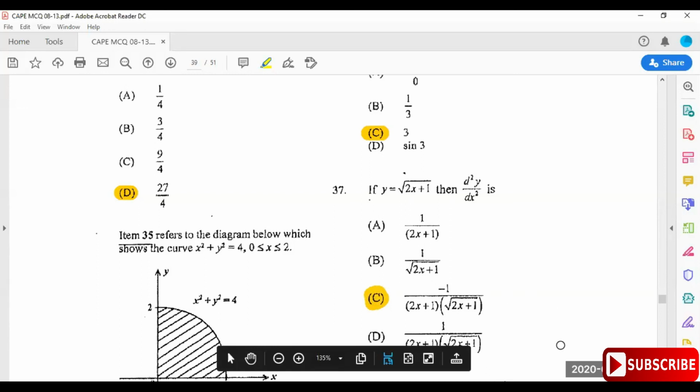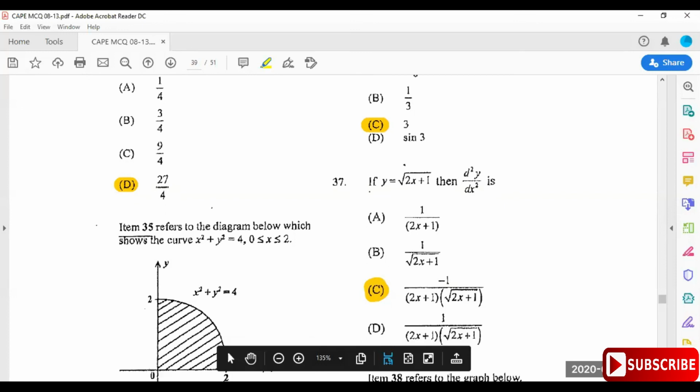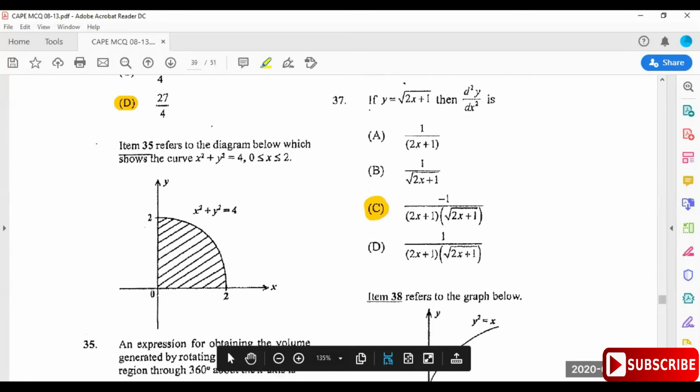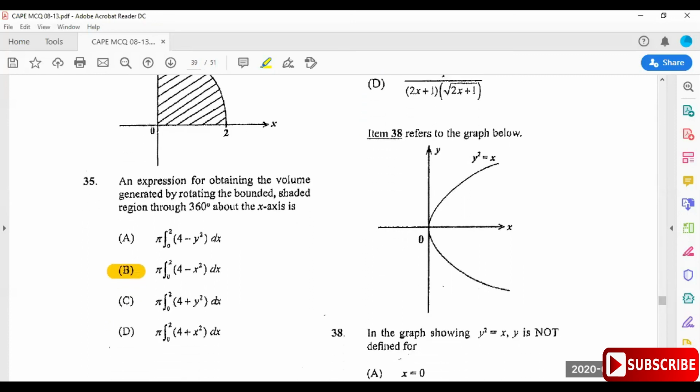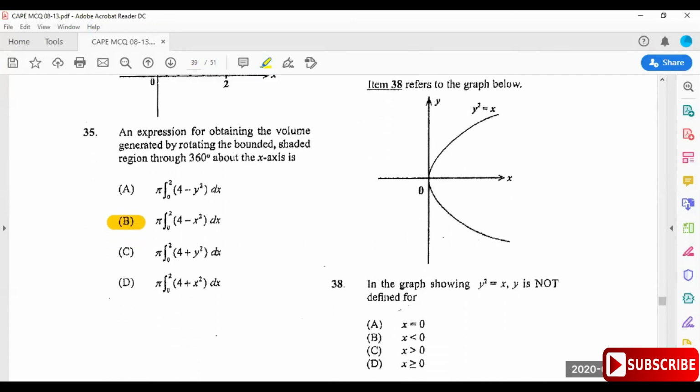Easy question. All right, that's C. Question 38 now, very easy.